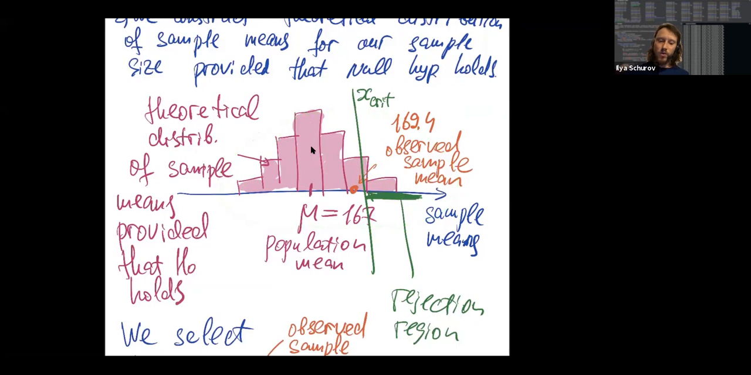So on this picture, type 1 error happens every time. If we believe in null hypothesis, then we understand that our x bar is distributed according to this shape. And every time when you reject null hypothesis, you will make type 1 error. So every time when you're here, you will make a type 1 error. And the probability is defined by this area.